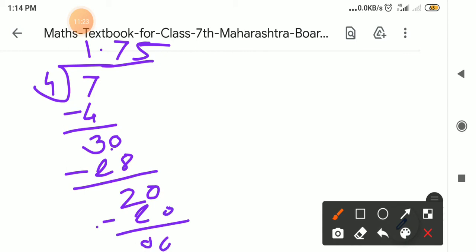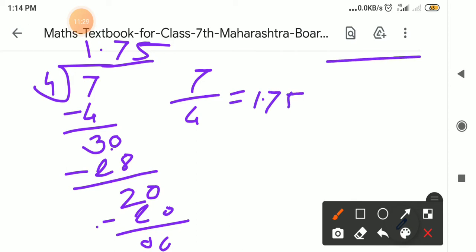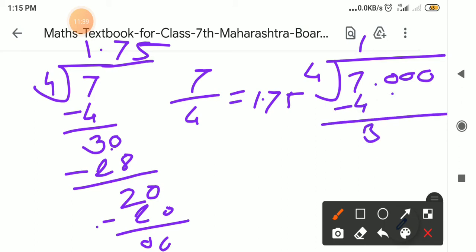And therefore 7 upon 4 means only 1.75. In our textbook it is given in that way. 7 point, they told you to take zeros here, then multiply here with the 4. 4 ones are 4. Then do the subtraction, 3. Now write down this 0 here. That 0 here, the decimal point is given. So here you have to give the point.